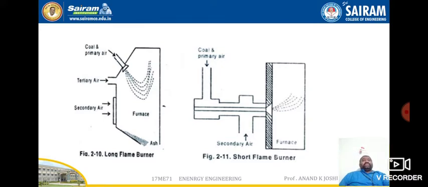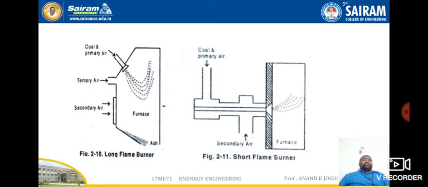You can see the short flame burner. This one is a long flame burner, and this is a short flame burner. Why do we call it a short flame burner? The length of the flame travel is very short, hence we call it a short flame burner, whereas the other is very long and U shaped. Here the U shape we call the U flame type of burner.